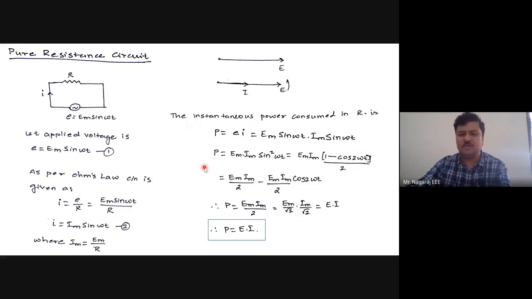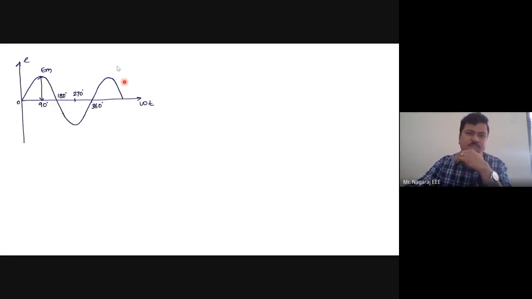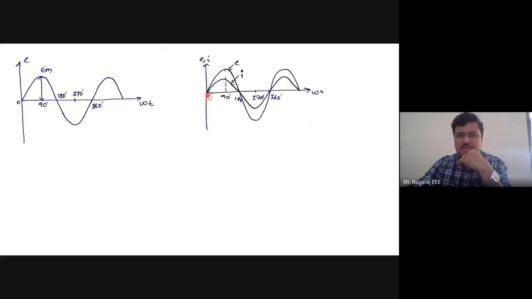When I see the waveform, you can see here. This is the supply voltage, of sinusoidal nature with a 360 degree period: 90 degree, 180 degree, 270, 360. So this is the supply voltage. Now, the current is in phase with voltage. In the previous slide, the current vector and voltage vector were in phase. So current is in phase with voltage. So therefore, this is the current waveform. This I indicates current, E indicates voltage.